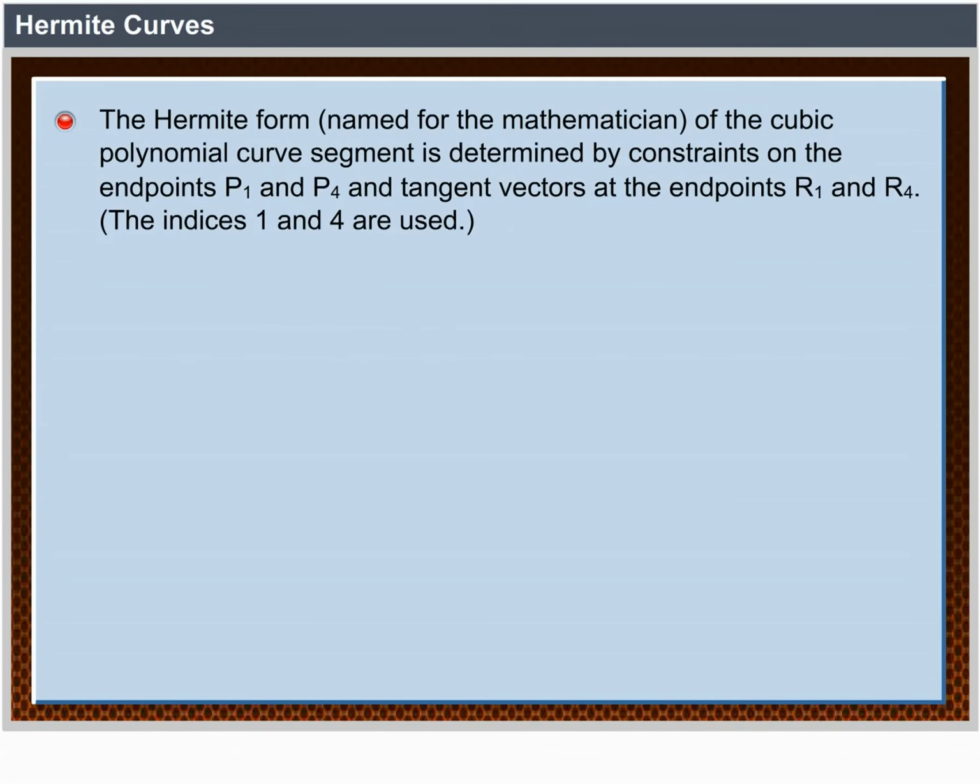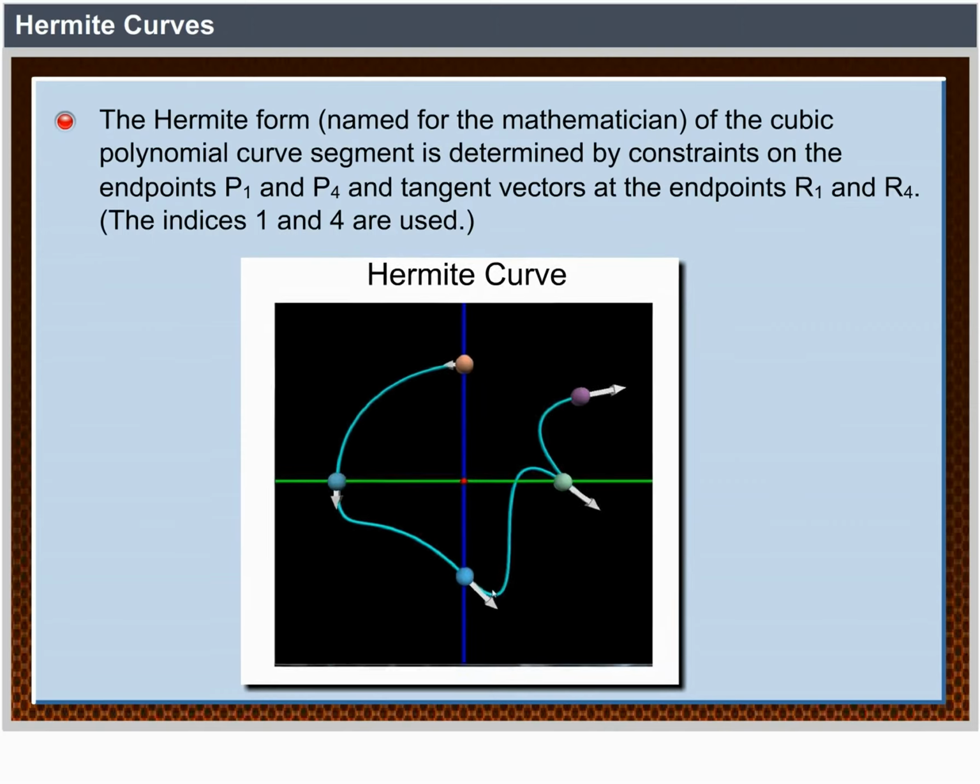Hermite curves. The Hermite form, named for the mathematician, of the cubic polynomial curve segment is determined by constraints on the endpoints P1 and P4 and tangent vectors at the endpoints R1 and R4. The indices 1 and 4 are used.